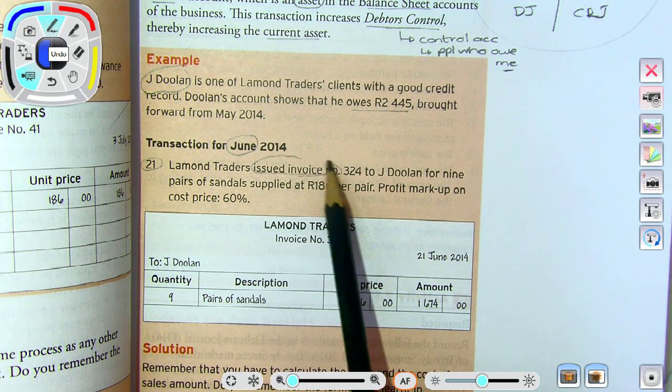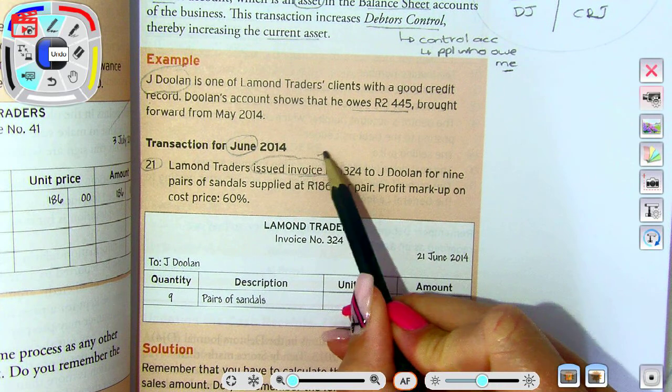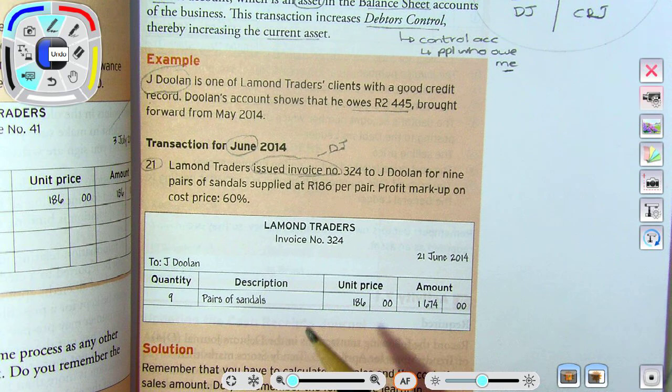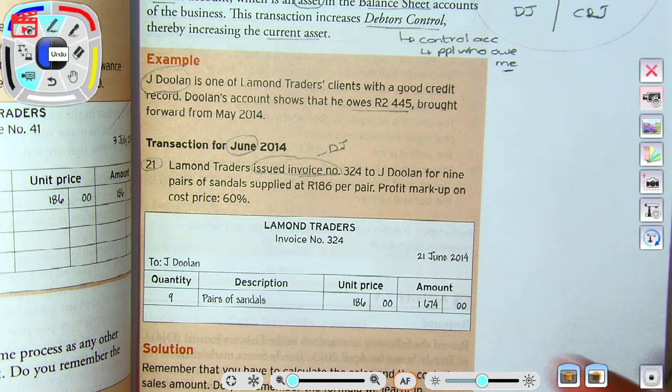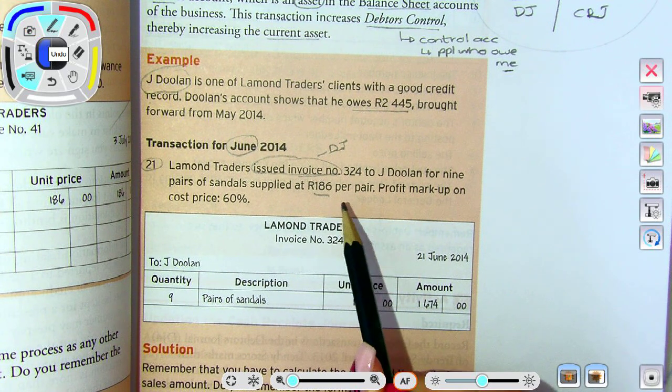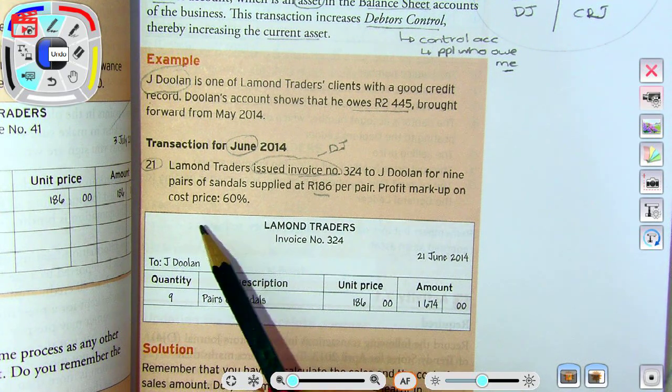Issued invoice. That tells me it goes to which journal? My DJ, because my source document that is used to record a credit sale is an invoice. Okay, well, the duplicate invoice. 9 pairs of sandals supplied at 186 Rand per pair. Profit markup on cost price is 60%.